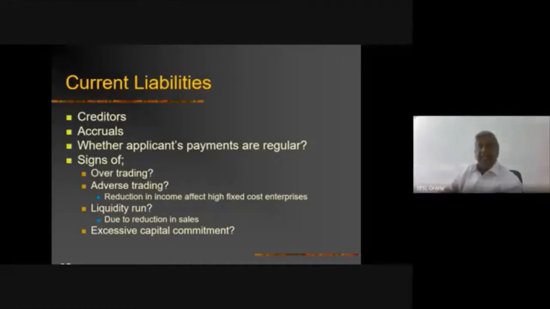The second one, adverse trading, income reduces. So when the income is reduced, what will happen? Again, liquidity problem. Unable to pay their short-term borrowing. Similarly, liquidity run due to reduction in sales. Sales reduce. Maybe income is reduced due to various other reasons. And another thing, sales reduce, maybe due to poor quality of the product. Sales reduce. That may lead to liquidity run.